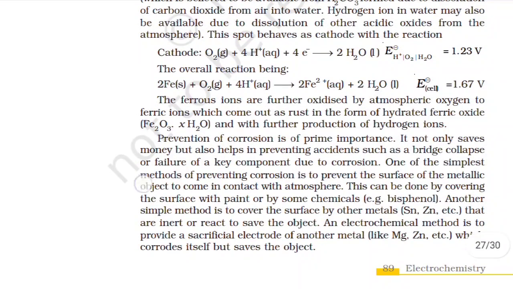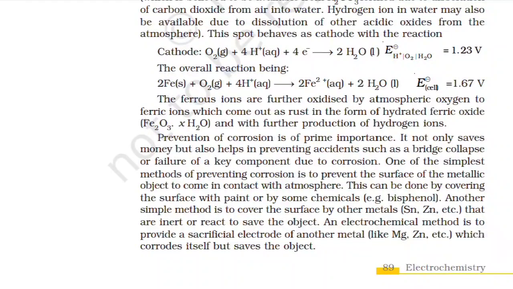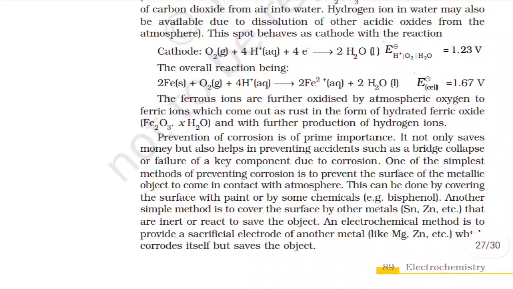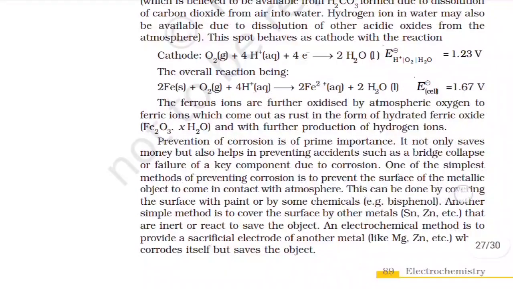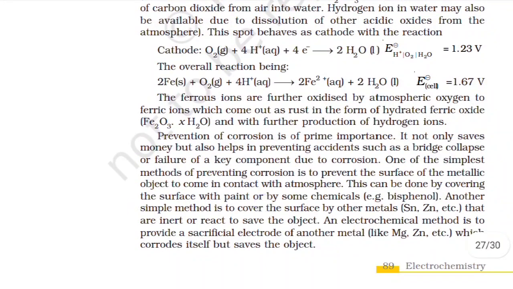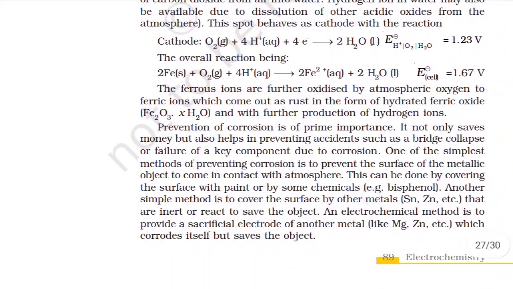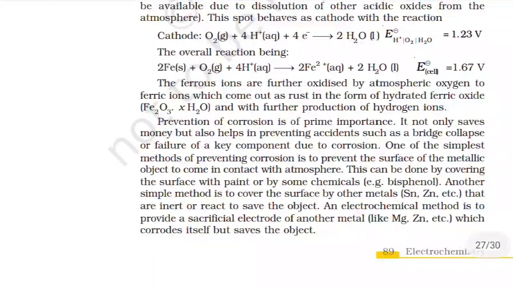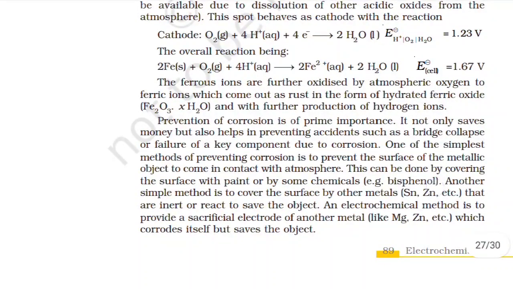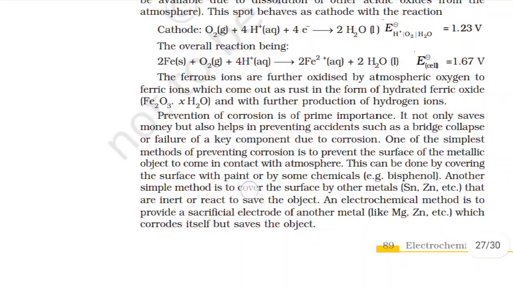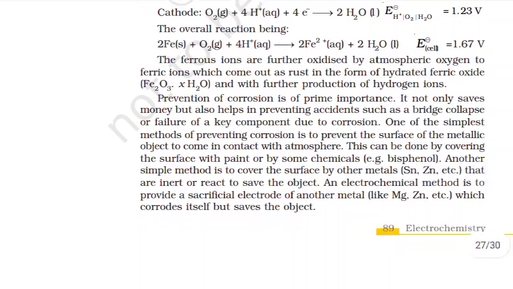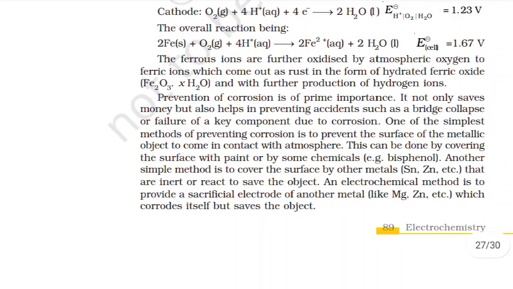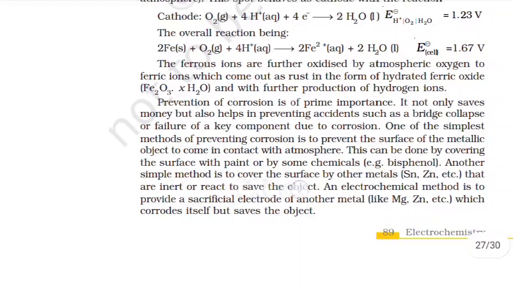One of the simplest methods of preventing corrosion is to prevent the surface of the metallic object from coming in contact with the atmosphere. This can be done by covering the surface with paint or with some chemicals, like bisphenol. So these chemicals can also be used to protect the inside iron. Another simple method is to cover the surface with other metals like tin or zinc that are inert or react to save the object.